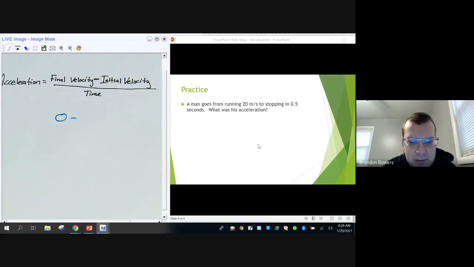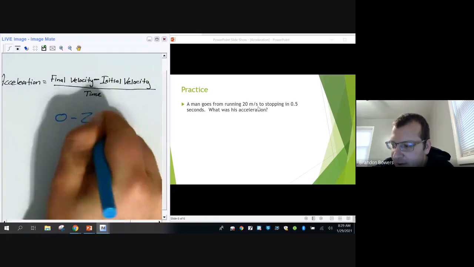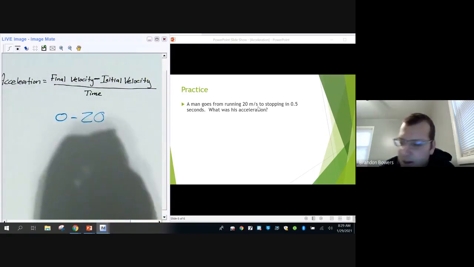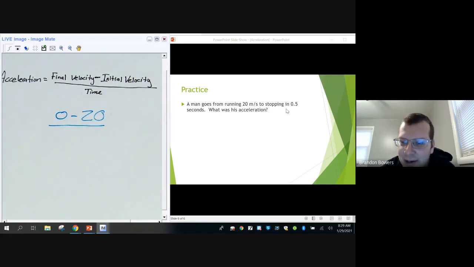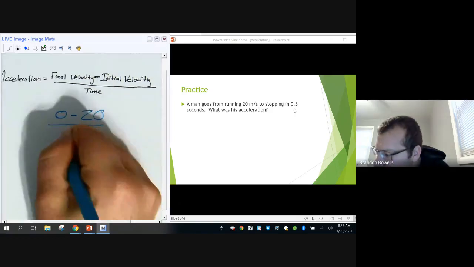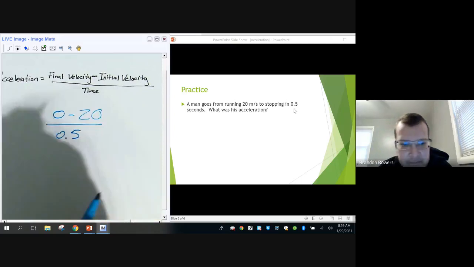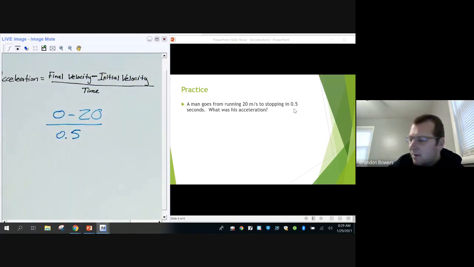What was his initial velocity? Well, the man goes from running 20 meters per second, so his initial velocity was 20. And then I have to divide that by my time. So my time here is 0.5. Now you just plug that in a calculator. So you have negative 20 divided by 0.5.